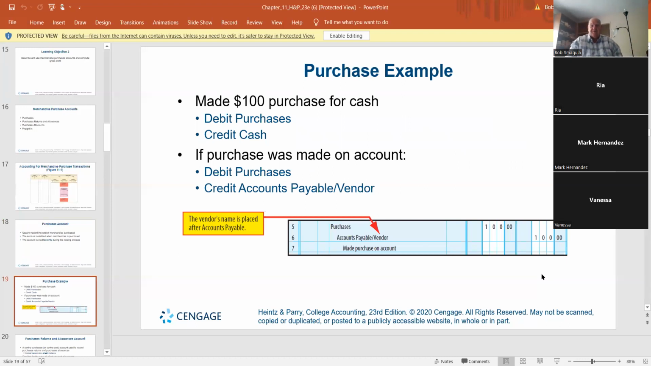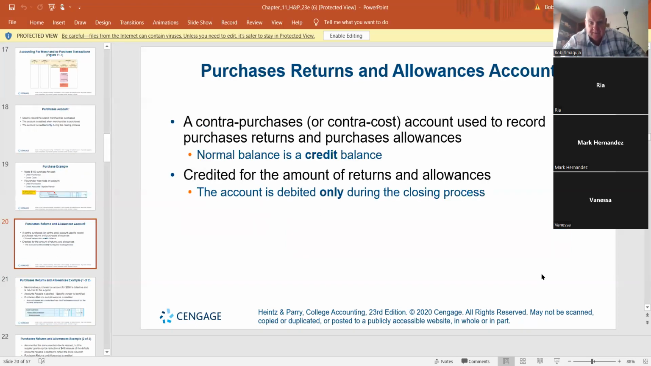And here's a simple example of a purchase. We bought something for $100. We're going to debit purchases and we're going to credit cash. That's not so hard. If the purchase was made on account, as they're showing here, we debit purchases and we credit accounts payable. We owe $100. Liabilities have a normal credit balance.